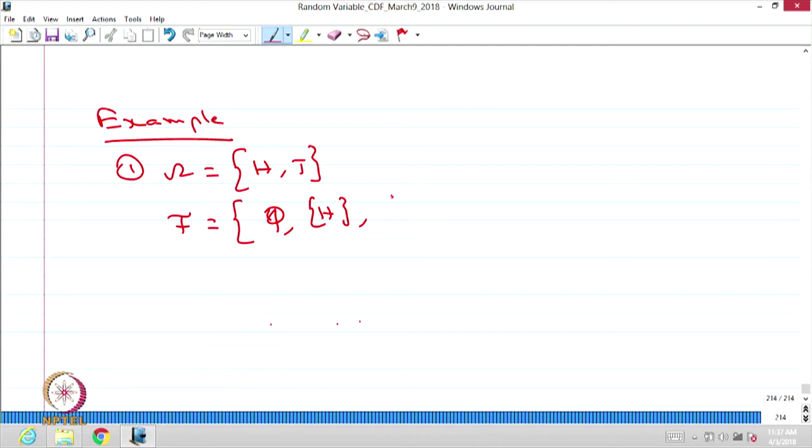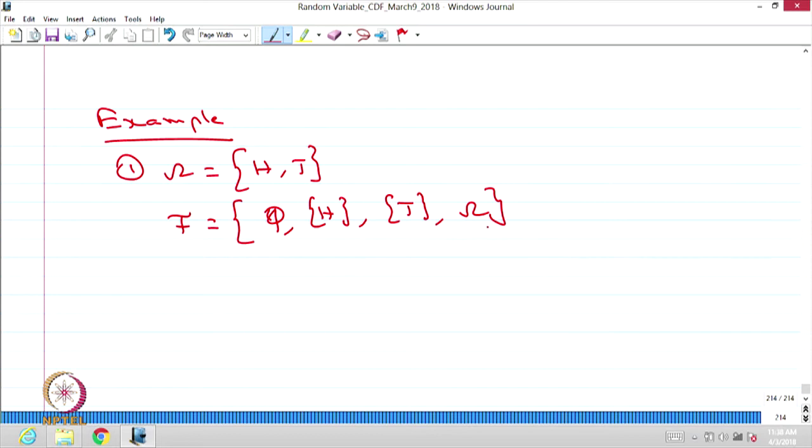H, tail and omega. You can verify whether all three conditions of the sigma field are satisfied. Empty set is one element, complement is the whole set, both are belonging to F. The third condition, if I take a few elements, the union is also belonging to the same F.